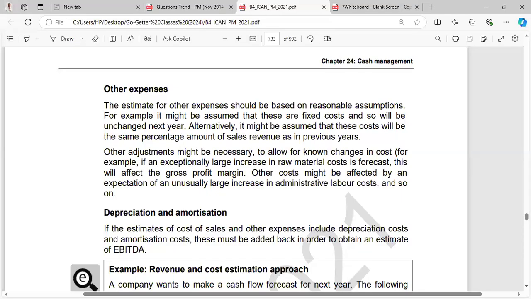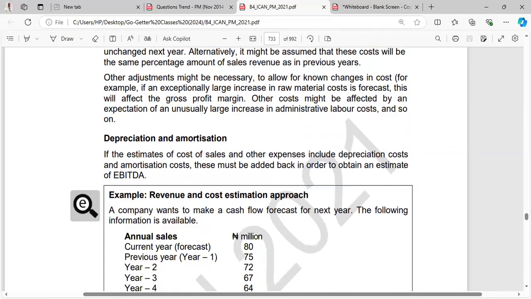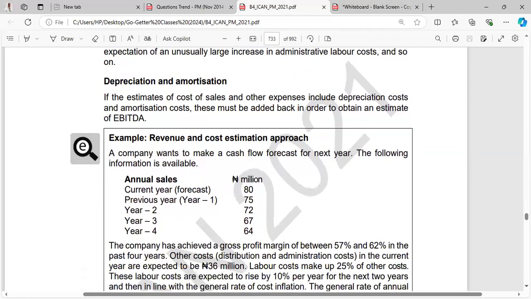Sometimes, when you increase your raw material, you might buy them cheaper, and also your raw material increase might increase administrative labor costs. Then you have depreciation and amortization. You can estimate them too.